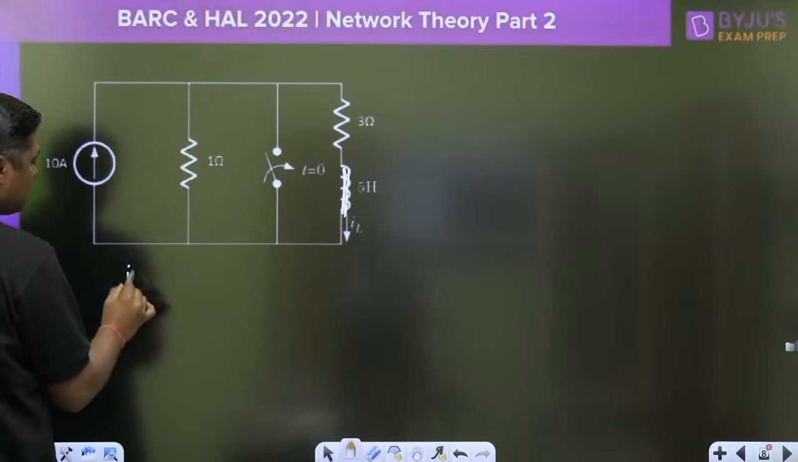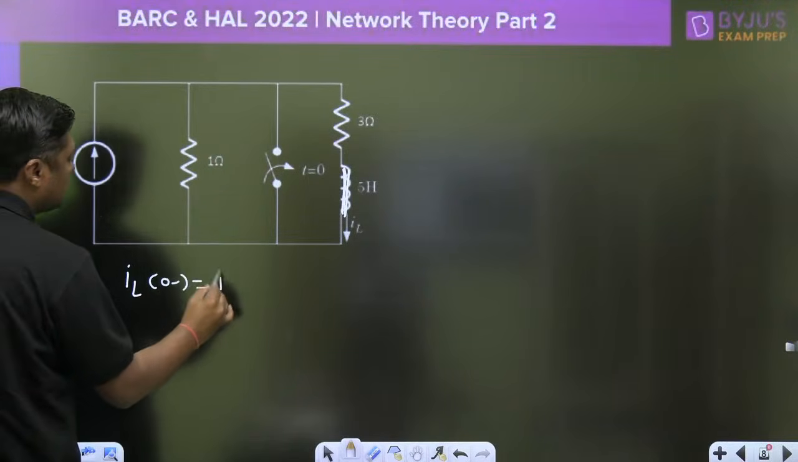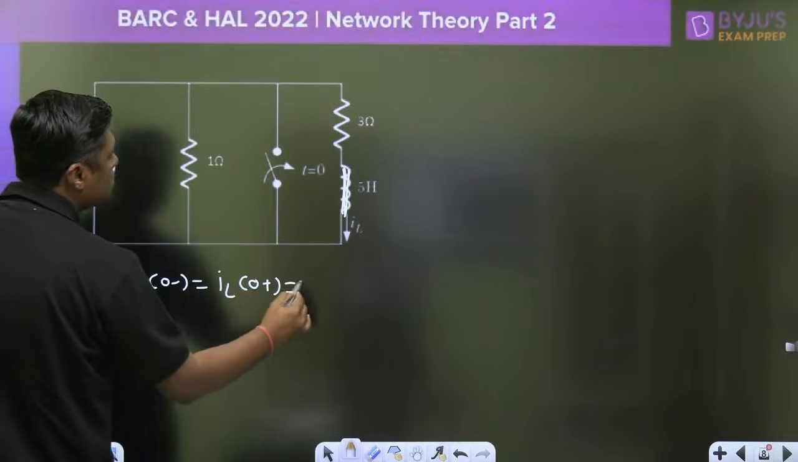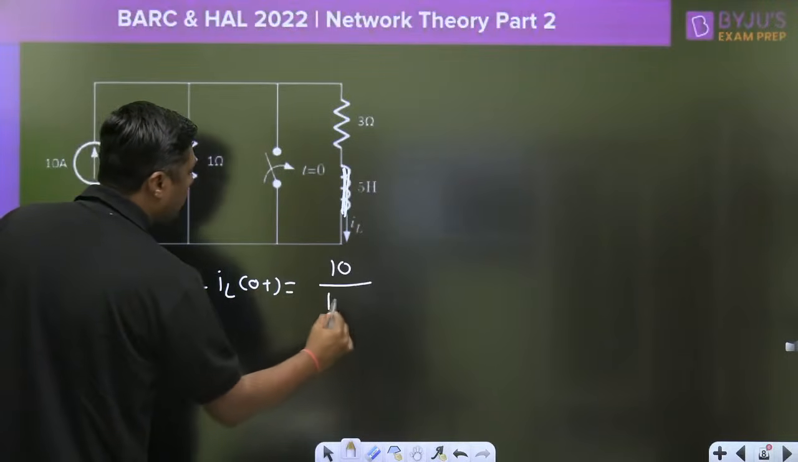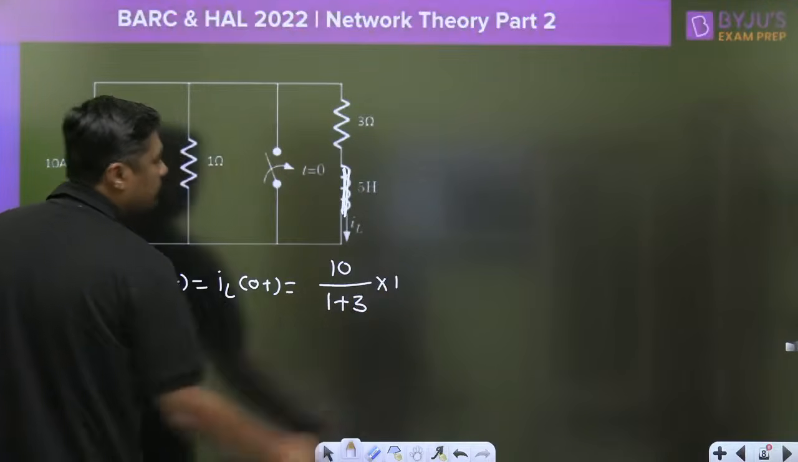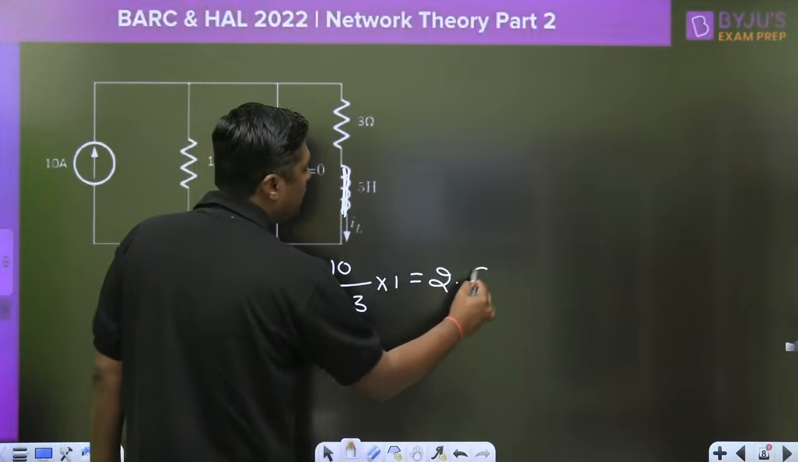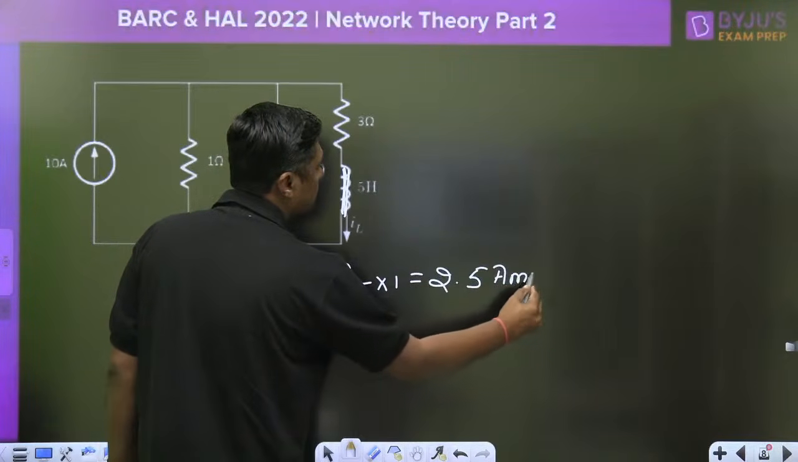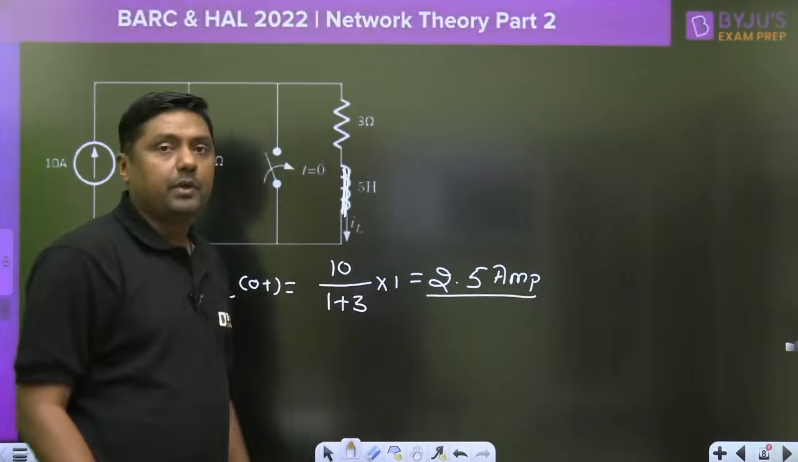When the inductor acts as a short circuit, simply use the current division rule. IL(0 negative) is equal to IL(0 positive) is equal to 10 divided by 1 plus 3 into what? 1. And that will become what? 2.5 ampere. 2.5 ampere will be the current.